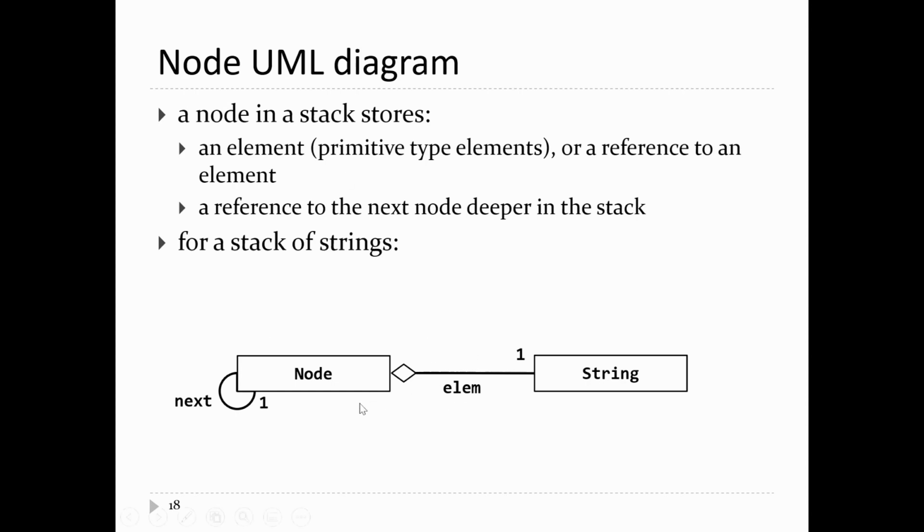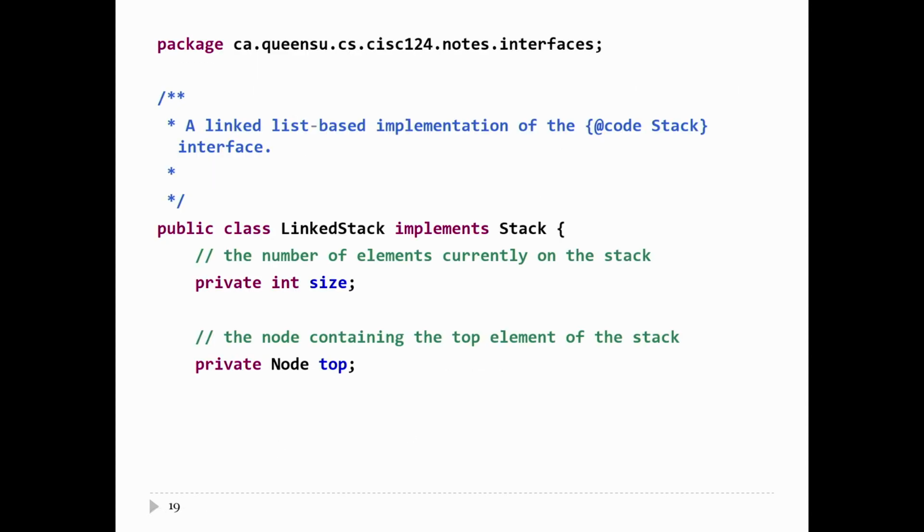So what does our node class look like? Every node needs to store an element. So each node is an aggregation of one string, because we have a stack of strings for the time being. Furthermore, every node has a reference to the next node, so every node is associated with another node, possibly null. And that's what your UML diagram looks like.